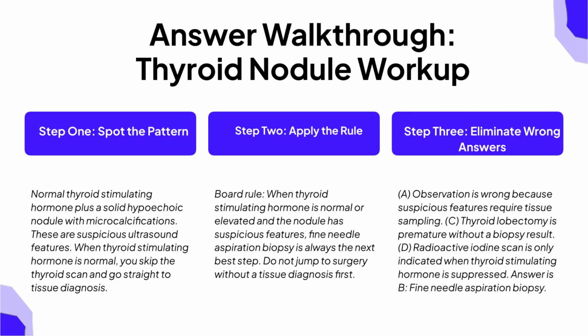Let us walk through this answer step by step. Step 1. Spot the pattern. Normal thyroid stimulating hormone plus suspicious ultrasound features. That tells you the scan is not needed and you need tissue. Step 2. Apply the rule. When thyroid-stimulating hormone is normal and the nodule looks suspicious, fine needle aspiration biopsy is always the next best step. Do not jump to surgery without pathology.